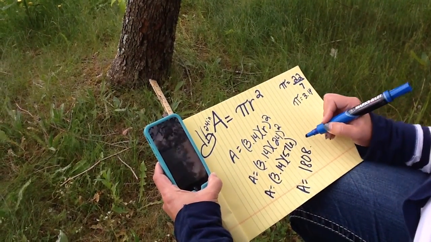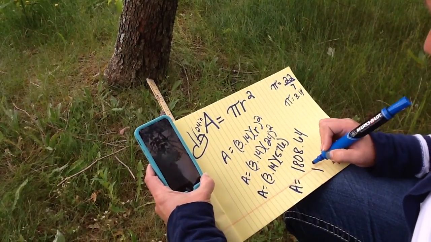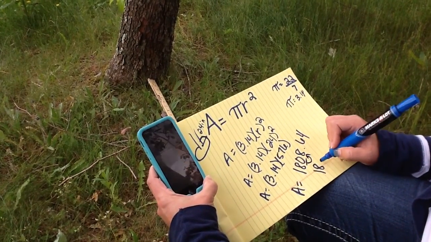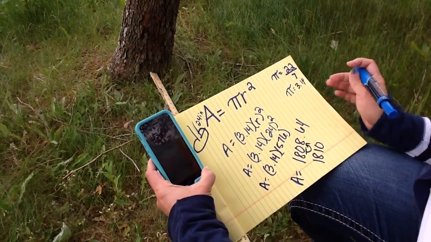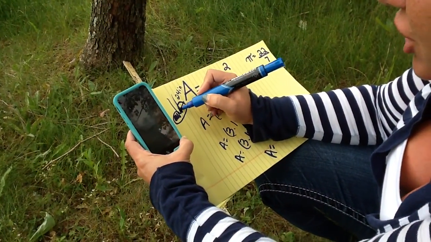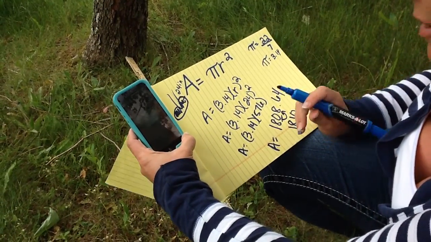It's 1,808.64. So we're going to round that to the nearest tens. So 1,810, okay? So that's our area. And remember, area is actually the shaded part. So that's how much mulch I would need.